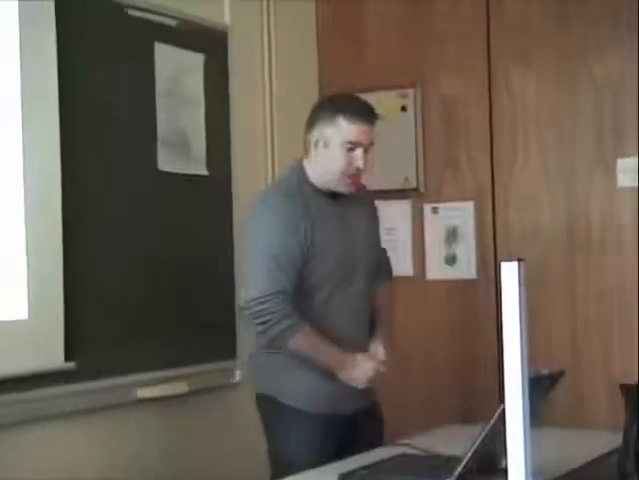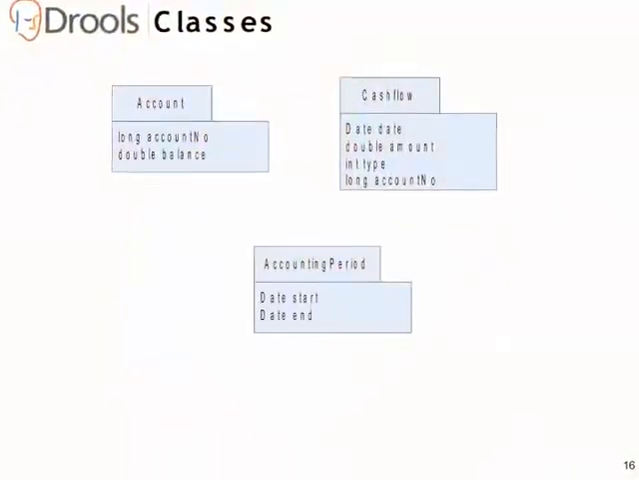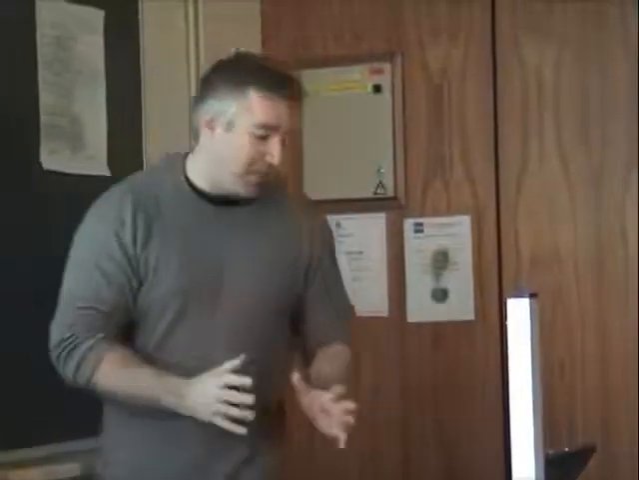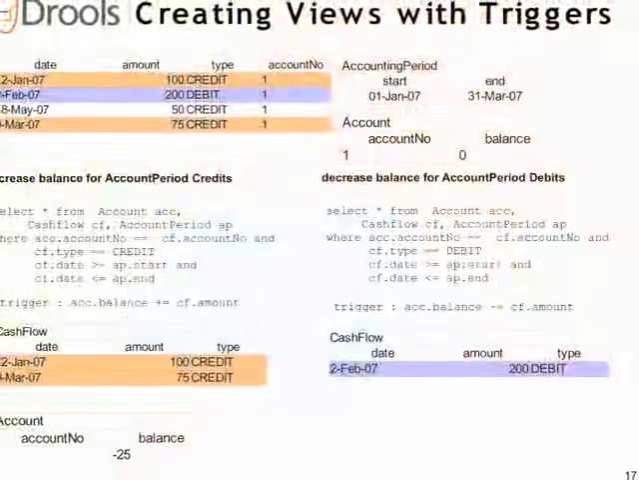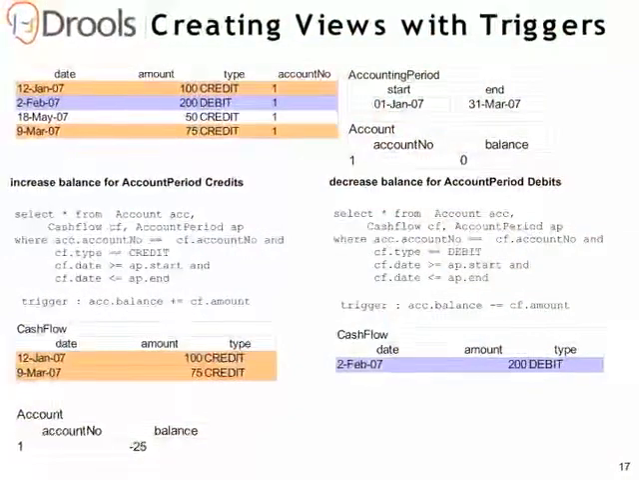So let's go a little bit deeper. Account, cash flow, accounting period. So I told you this is going to be quick, by the way, so you're going to have to concentrate. There's a lot to do. What we're going to do is we're going to have debits and credits for an accounting period for a given account. These are all simple examples.